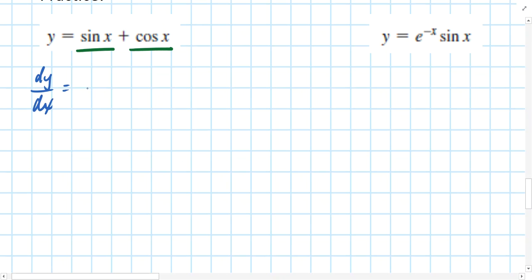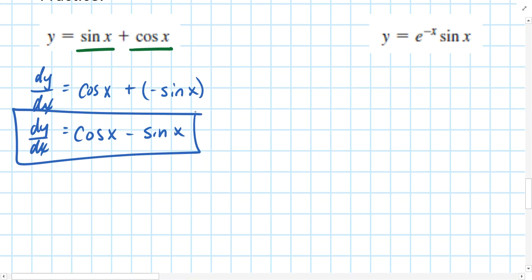The derivative of the sine function is cosine of x, and the derivative of the cosine function is the opposite of sine of x. Let's not forget that sign there. And to simplify this, we might write cosine of x minus sine of x. That's our derivative with respect to x.